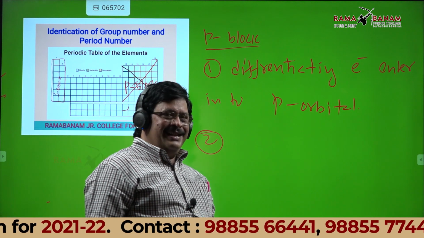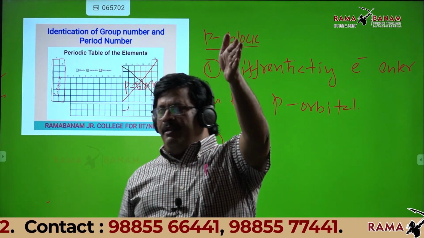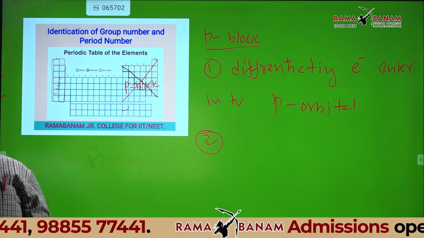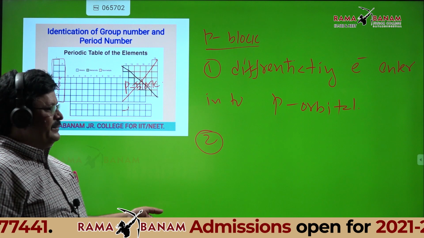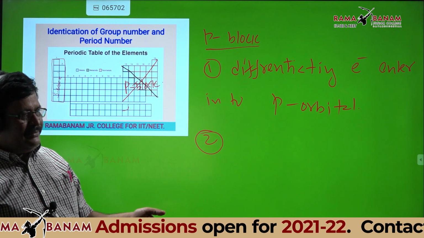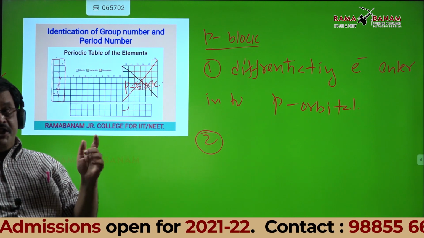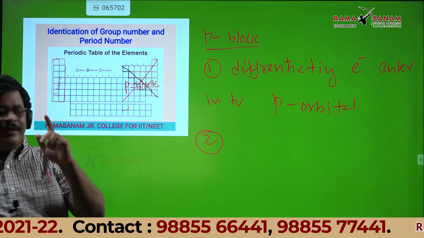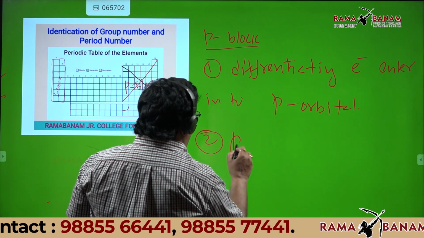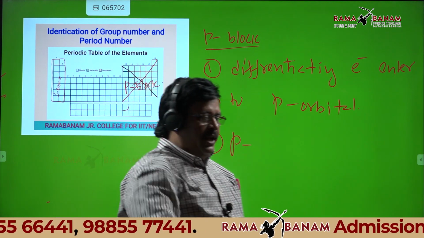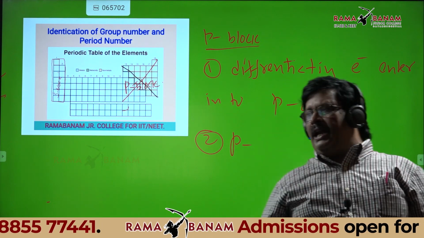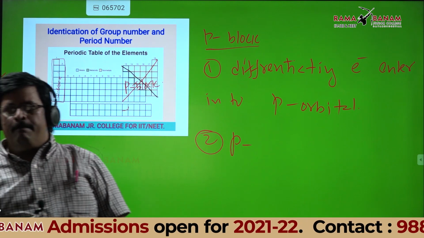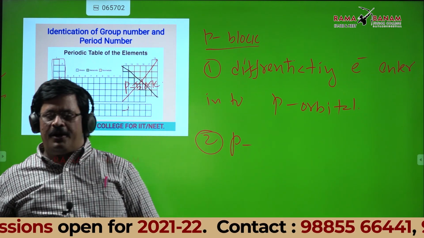Why does the P block contain 6 groups? Because the subshell can hold 6 electrons. Which subshell? The P subshell accommodates 6 electrons only. Right. Write that point. P subshell accommodates 6 electrons.